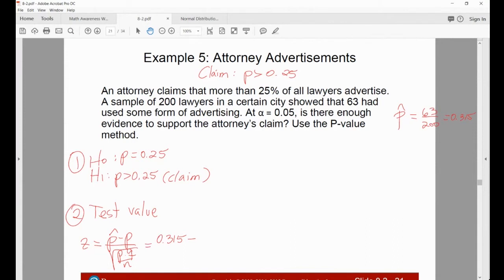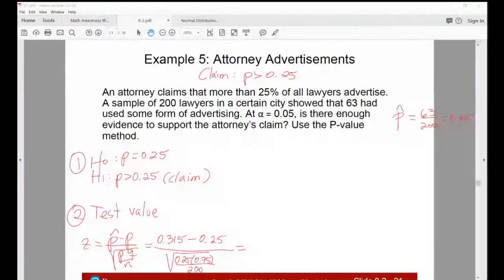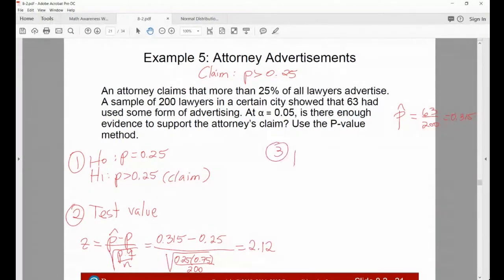Minus, what's the value of P in the null hypothesis? It is 0.25. So we divide by the square root of P 0.25 times Q 0.75 over N 200. When you use your calculator, we obtain a test value equal to 2.12. Then we need to find the p-value.